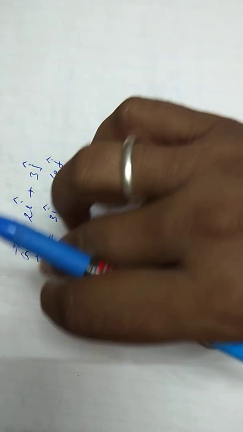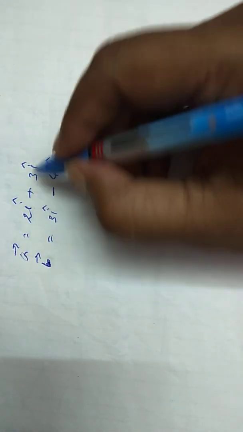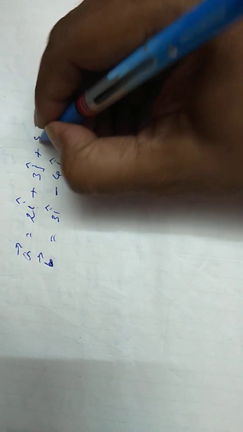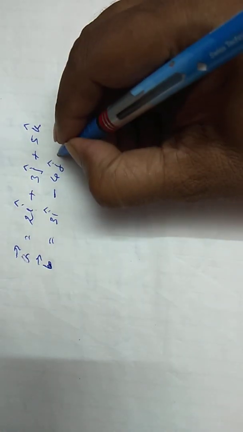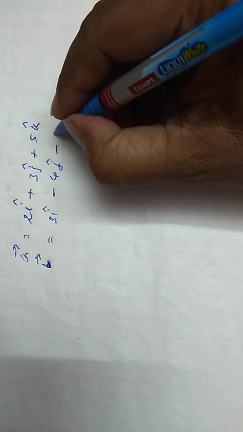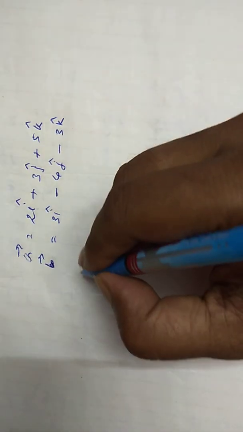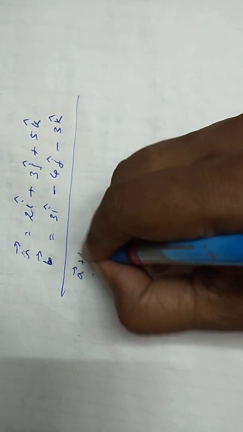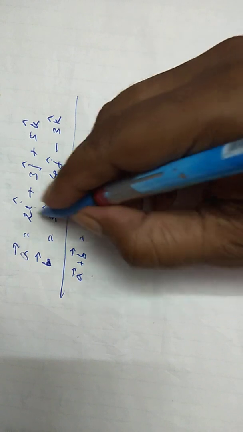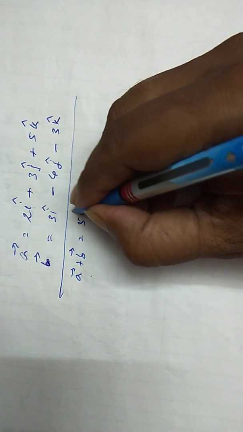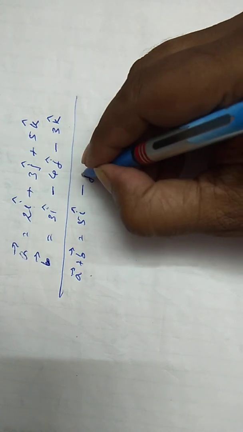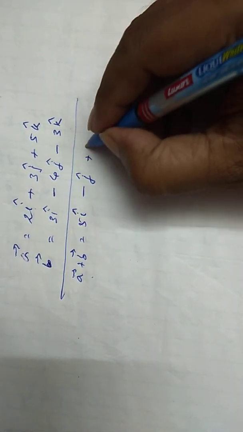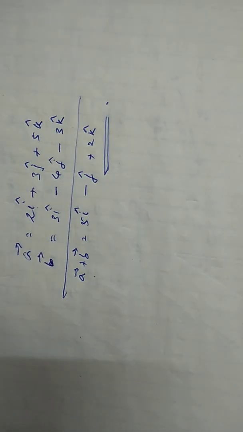In two dimensions there will exist only i and j, and if it is a three-dimensional vector we will have another term. Suppose it is 5k, suppose it is minus 3k. If you were asked to add these two vectors, it's a simple cakewalk. Just add them. 5i cap minus j cap plus 2k cap. Fine.